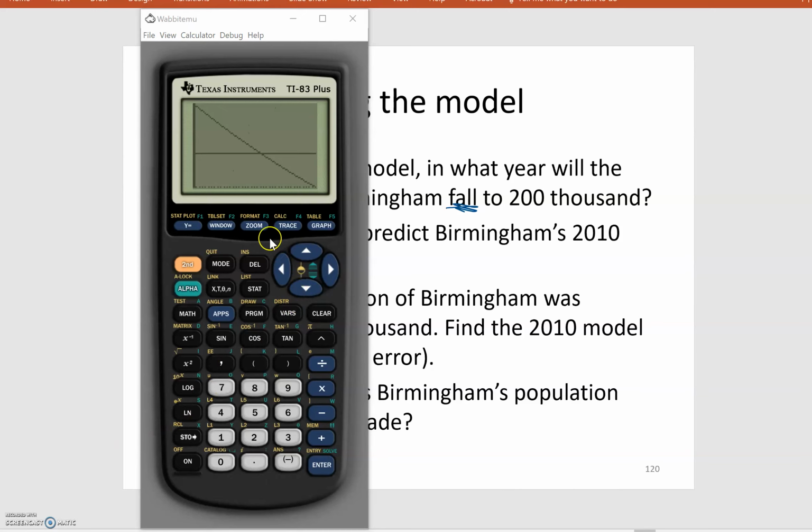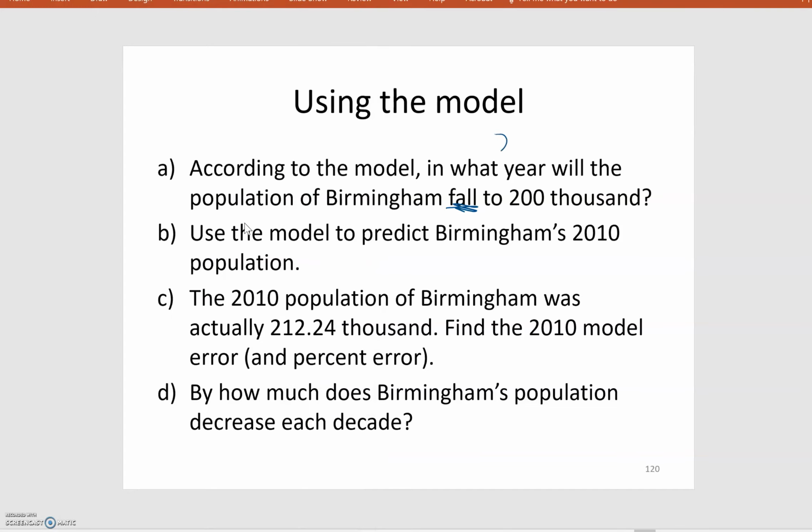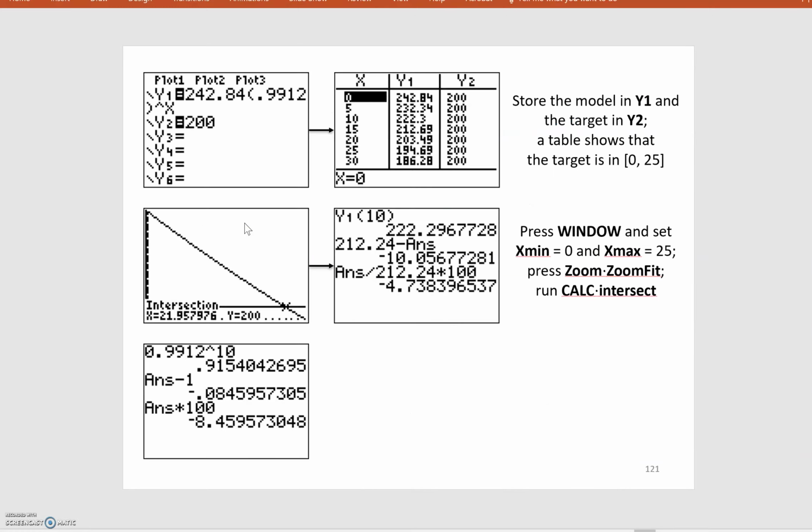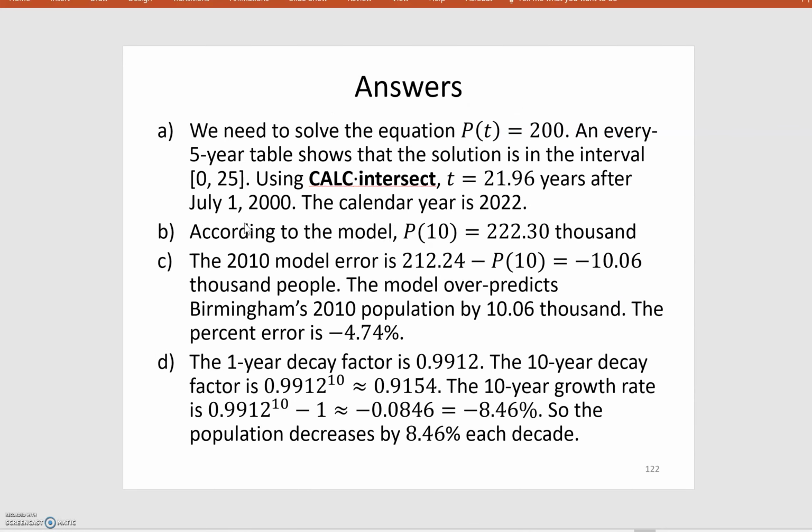I just graphed the function, and now I'm going to find the intersection as usual. And it looks to be 21.957. Now, the question actually asks for the year. And so if we start in July 1st of 2000, 21.96 years thereafter would put us in 2022.